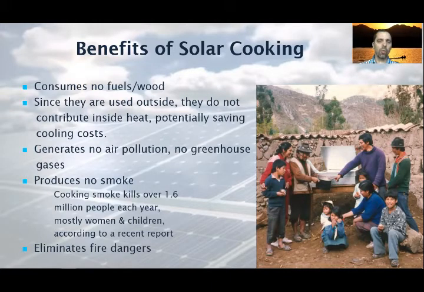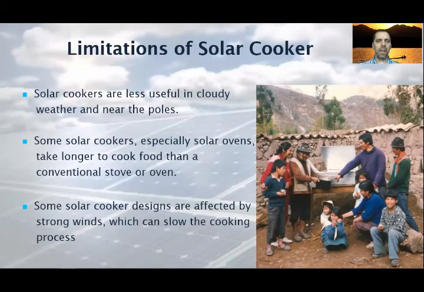Cooking smoke kills over 1.6 million people each year, mostly women and children, according to a recent report, and it eliminates fire dangers. But solar cookers have their limitations as well.